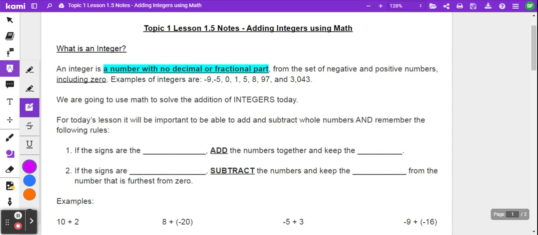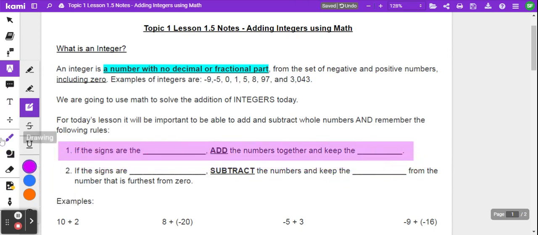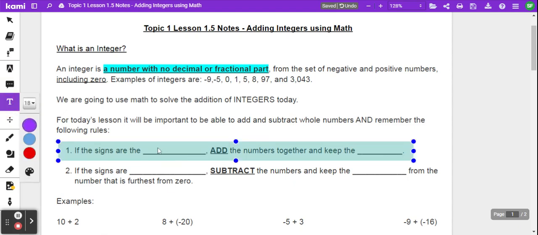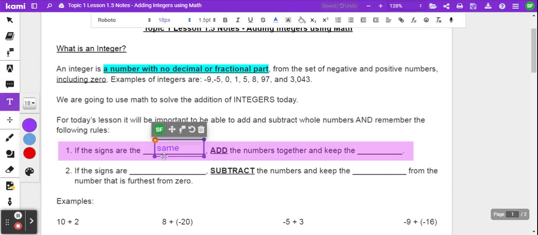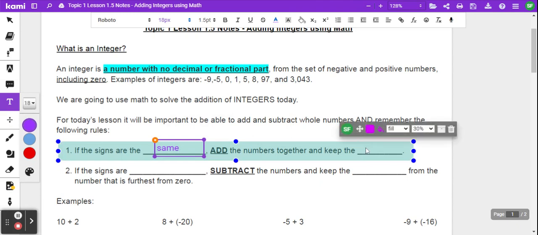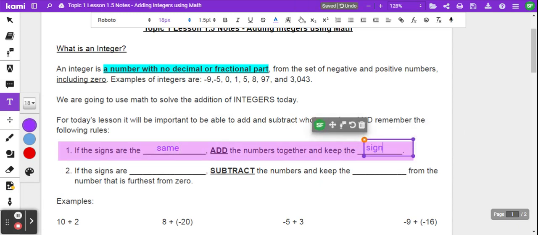So as you recall from lesson 1, an integer basically is the set of positive and negative whole numbers, and that does include 0. So for today, it's going to be super important that we remember these two rules down here. I'm going to highlight the first rule in purple, just to keep them separate a little bit. And the first rule says if the signs are the same, we're going to add the numbers together and we're going to keep the sign that was with them, whether that was a positive or a negative sign.